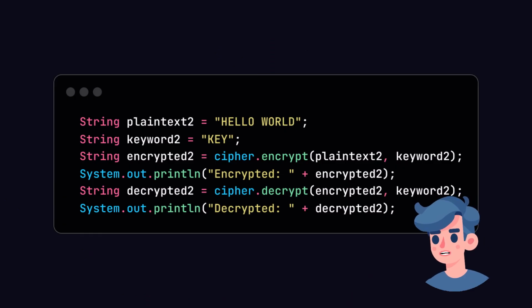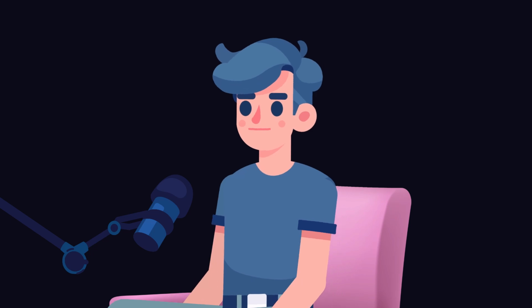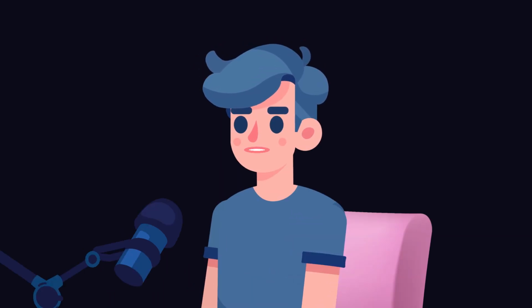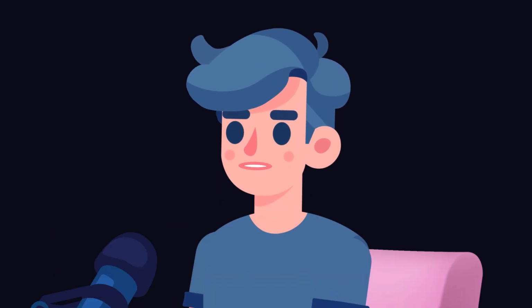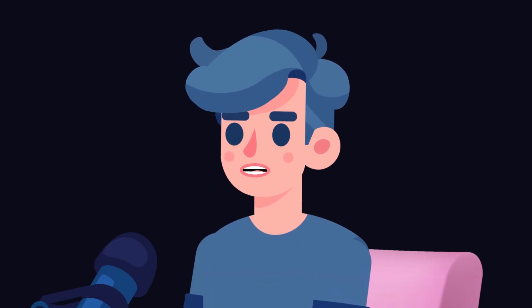Now let's include this example into our main method to see how it runs. Once executed, you should see both the encrypted and decrypted outputs in the console. If your outputs match the expected results, congratulations! You've successfully implemented the Vigenère Cipher in Java.